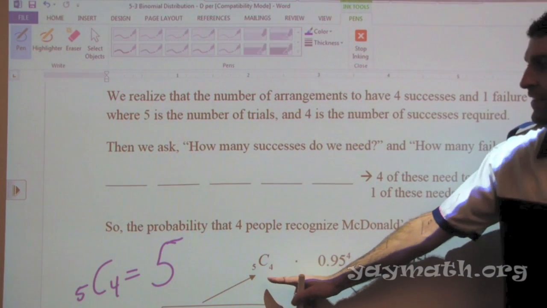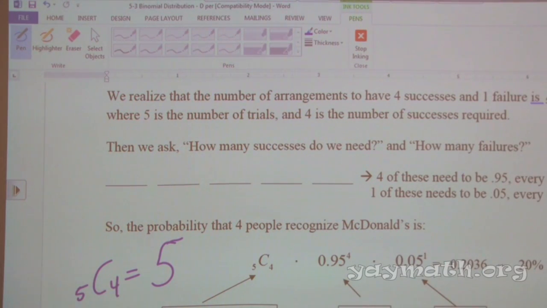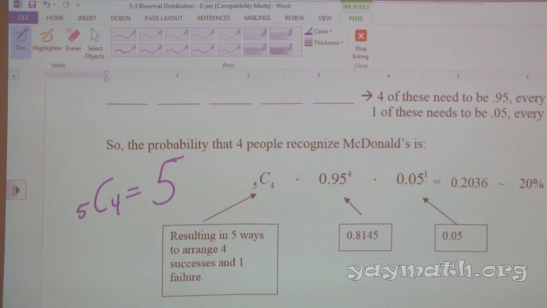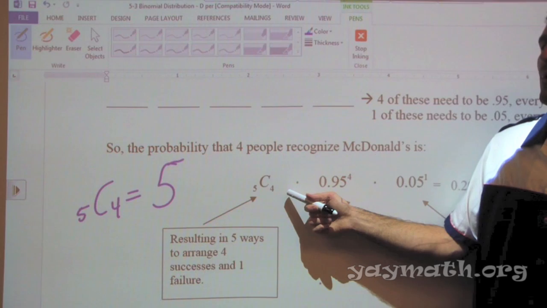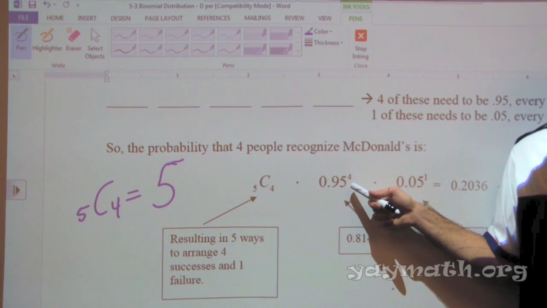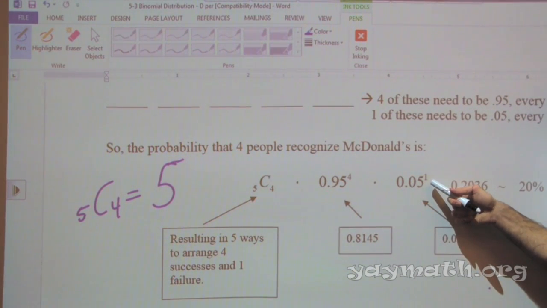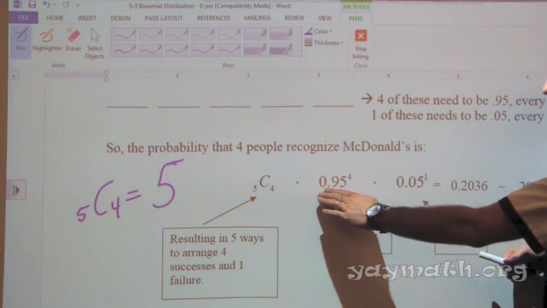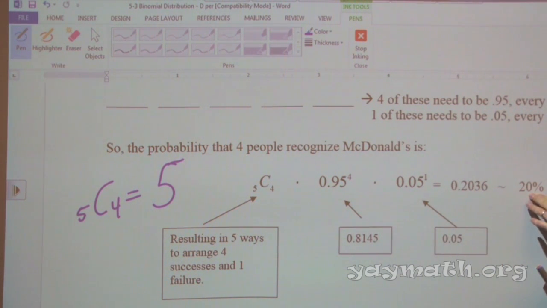So, this is the math behind it. I typed these notes myself. I'm very proud. They're fancy. This is 5 ways to arrange a group of 4. These are the 4 successes, and this is the 1 failure. So this results in 0.2036, 20% or so. Okay? In other words, remember this math was from above here.